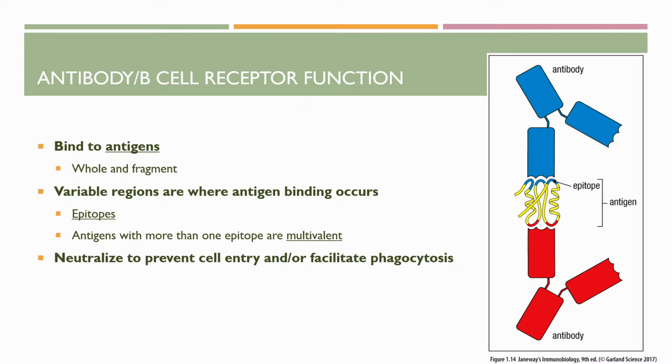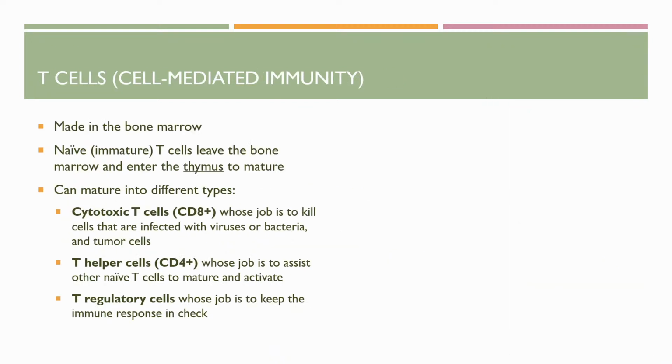So that's a quick overview on B cells, their receptors, their function. They neutralize pathogens. Any questions on this before I move on to some T cell overview? Okay, so T cells, in the video that was called cell-mediated immunity. Reminder, B cells, that's called humoral immunity.